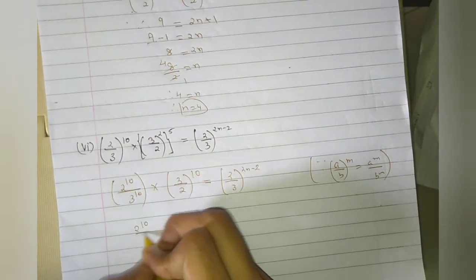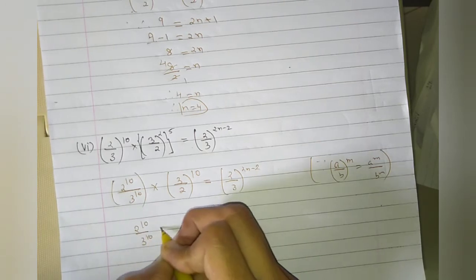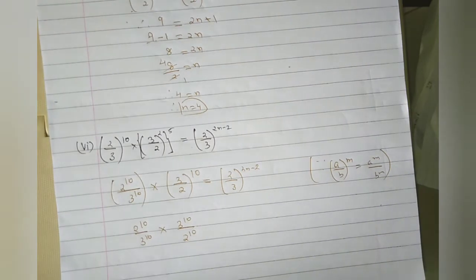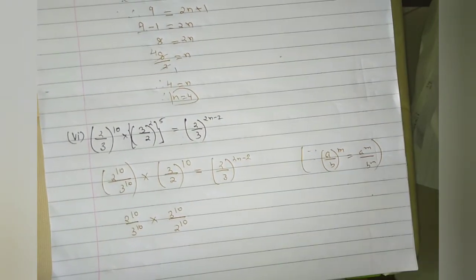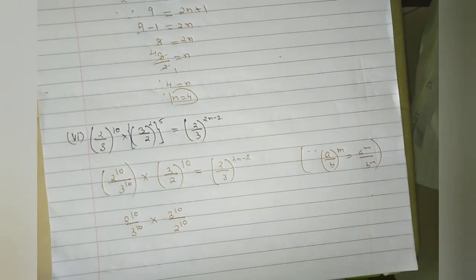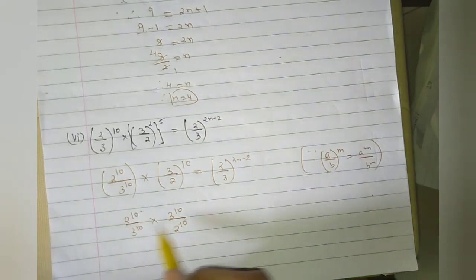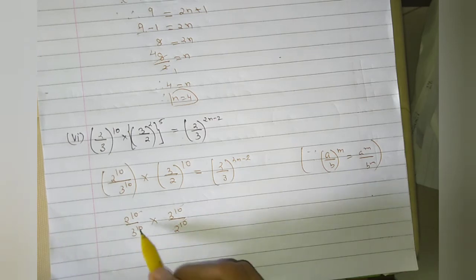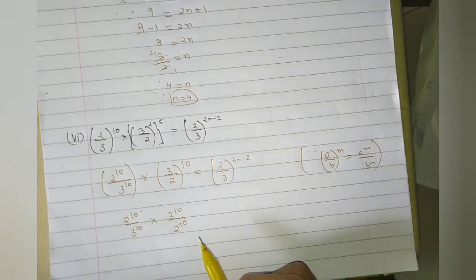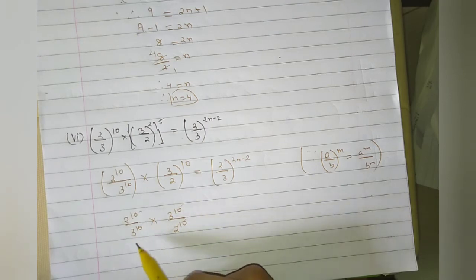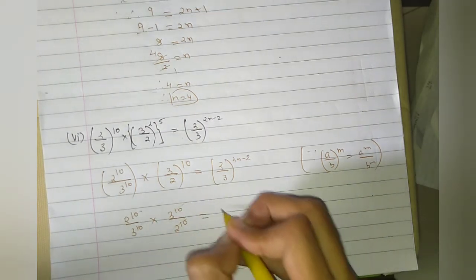So 2 raised to n upon 3 raised to n, multiply by 3 raised to 10 upon 2 raised to 10. Now here we can cancel it, right? This 2 raised to 10, 2 raised to 10 cancel. This 3 raised to 10, 3 raised to 10 cancel. Or you can use the division method, that you can minus it. 2 raised to 10 minus 10 is 0. So the answer is 1 only.